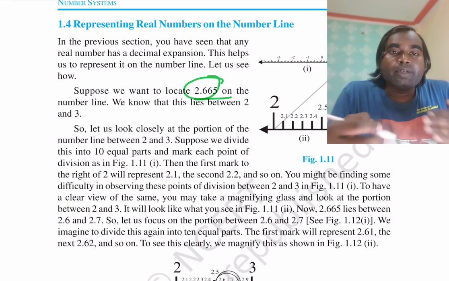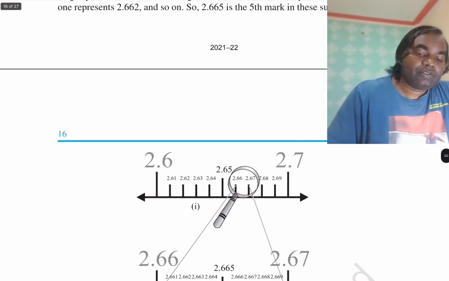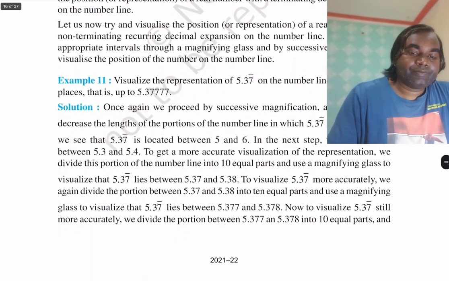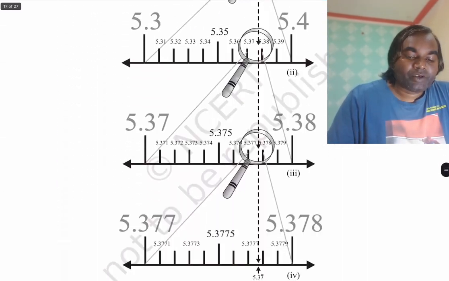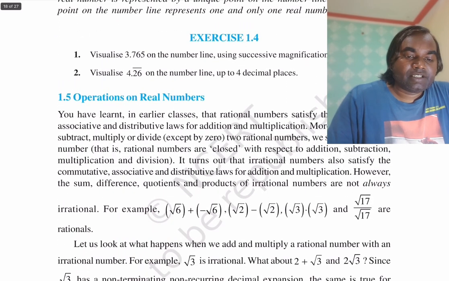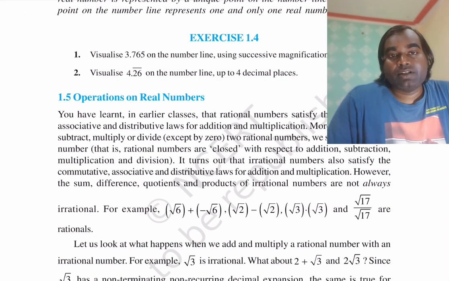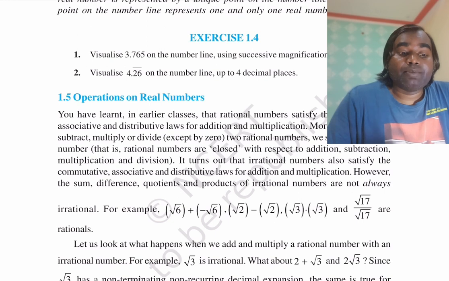So in this way, by magnifying the number, you can represent the real number on the real number line, correct? This is the way of representing the real numbers on the real number line. Now, operations on real numbers. What type of mathematical operations can you perform with the real numbers?